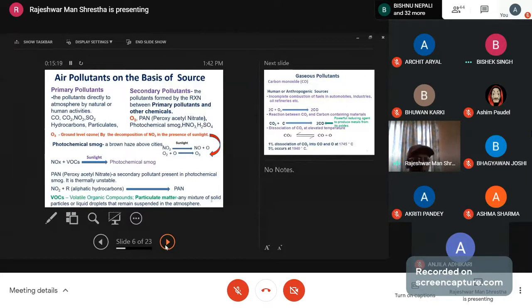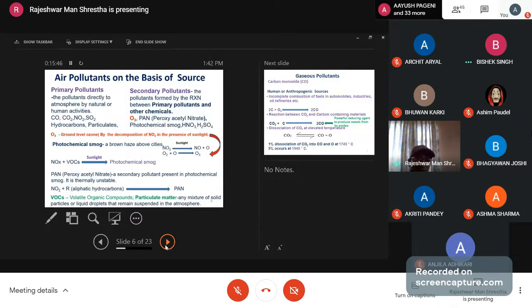Particulate matter means the solid or liquid tiny particles suspended in air. PM, particulate matter, means any mixture of solid particles or liquid droplets that remain suspended in air. Dust particles, ash particles, and acid droplets are examples of particulate matter. They are known as primary pollutants because they are released directly into the air.